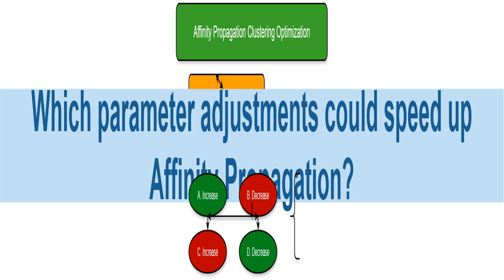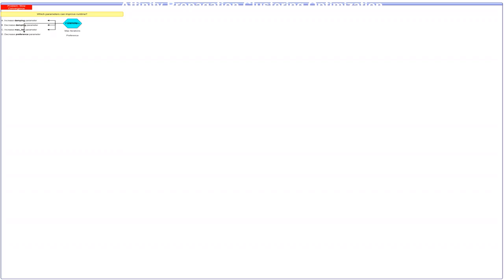Decreasing the damping parameter might seem like a shortcut to faster convergence, but it's risky. It could cause instability and oscillations, actually making the algorithm take longer to converge, or even fail to converge at all. Avoid this one.